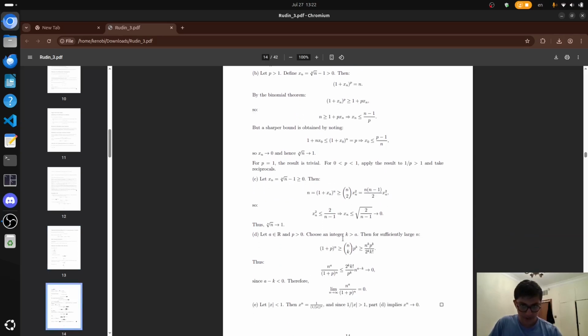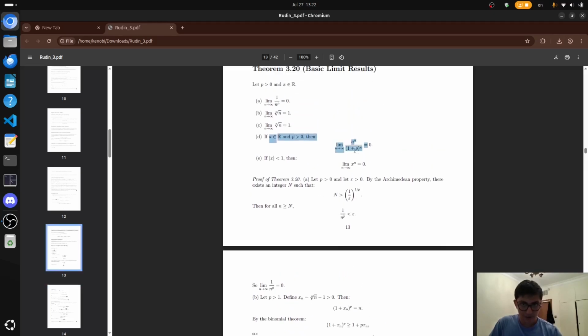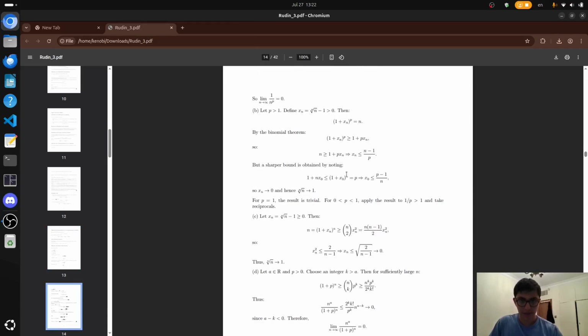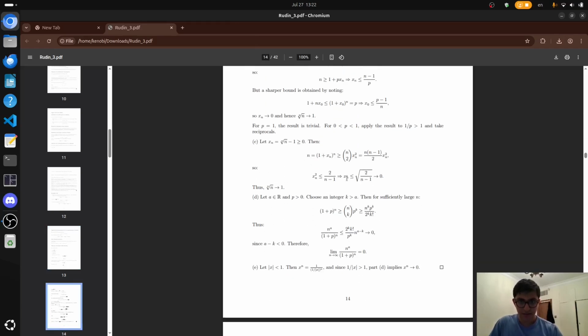So you're doing the same thing. What you want to do is get rid of this in some ways, or simplify it a little bit, right? So you use the binomial theorem again, but now you choose it for the kth term, and the kth term is going to be equal to n times n minus 1 dot dot dot to n minus k plus 1 over k factorial times p to the k, right?